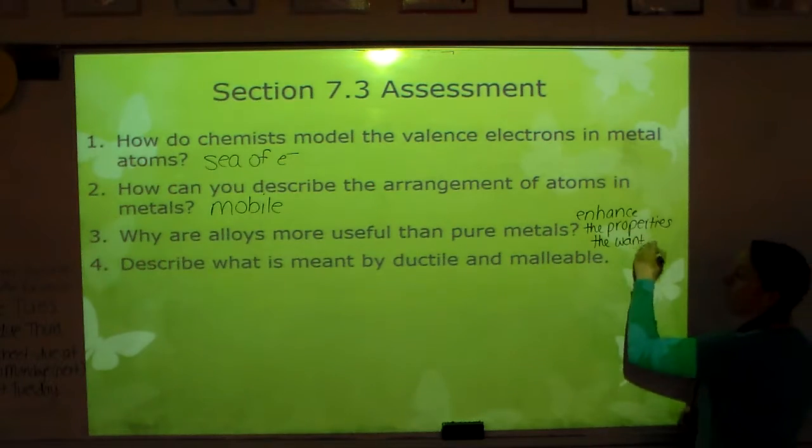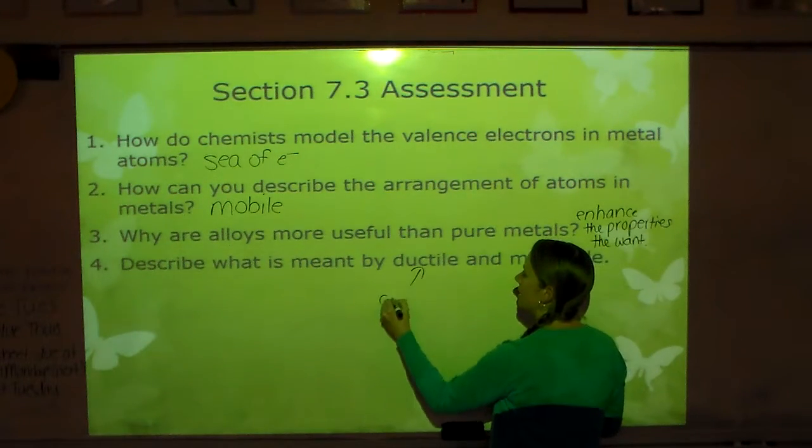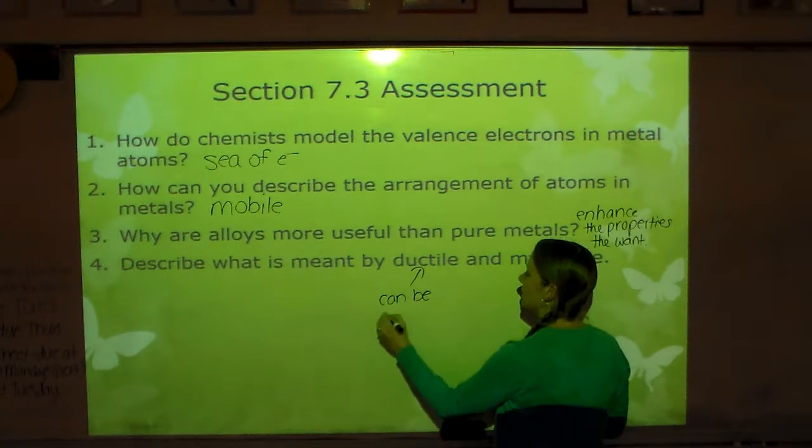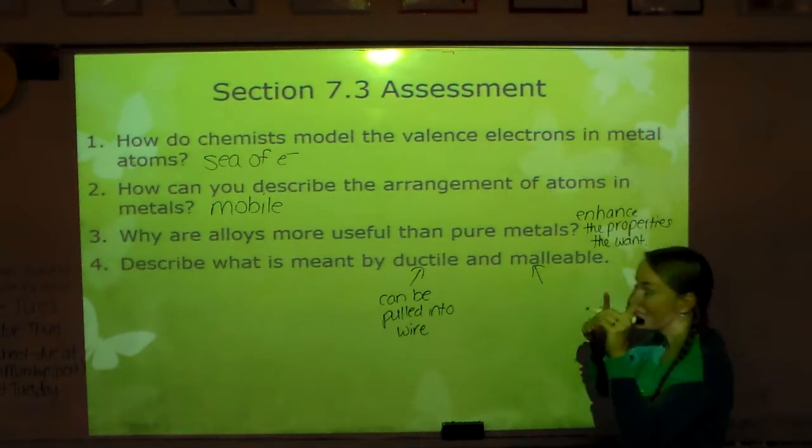All right, last one real quick before I get stopped again. What's meant by ductile and malleable? Ductile means can be pulled into wires. Malleable means can be hammered into sheets.